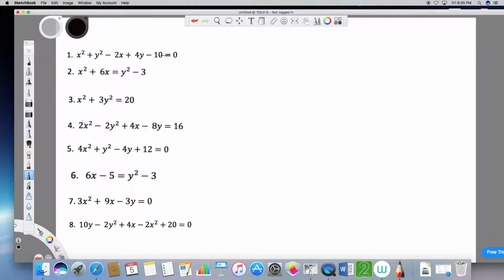All right. So this first one, this number 1 right here. I see a 1 in front of x squared. I see a 1 in front of y squared. Whenever your coefficients in front of x squared and y squared are equal to each other, this is going to be the graph of a circle.